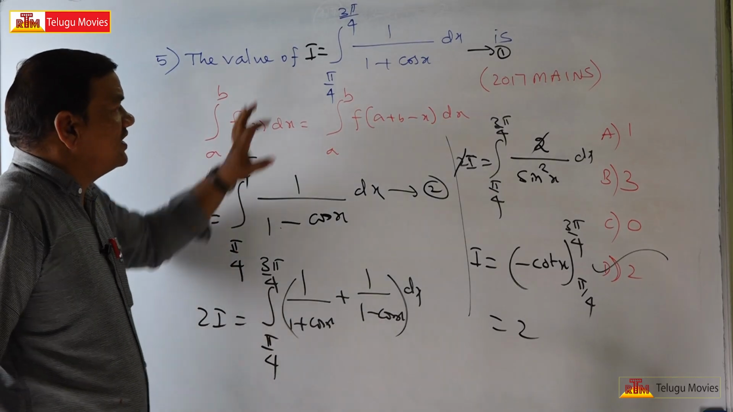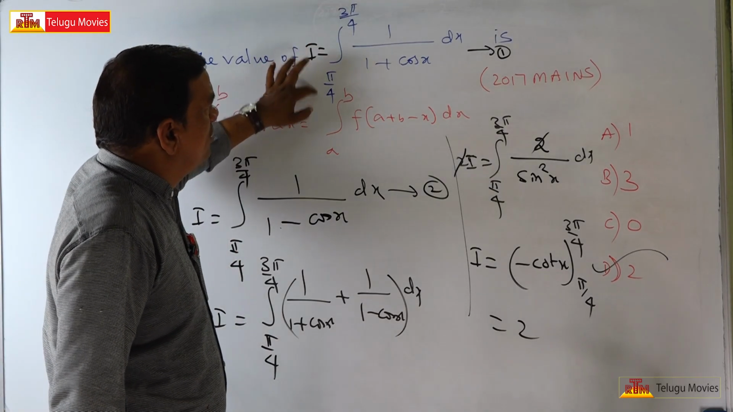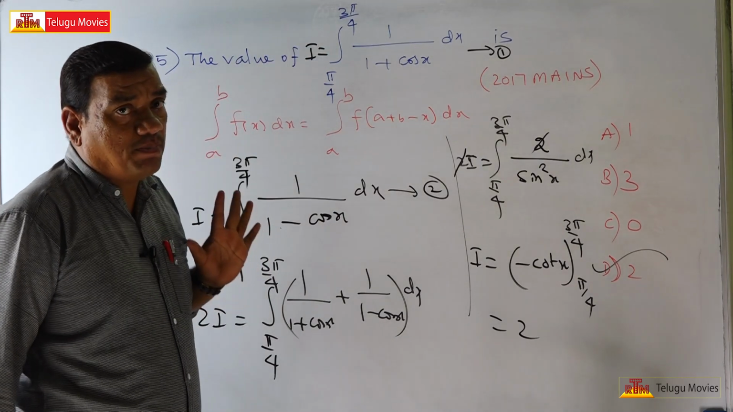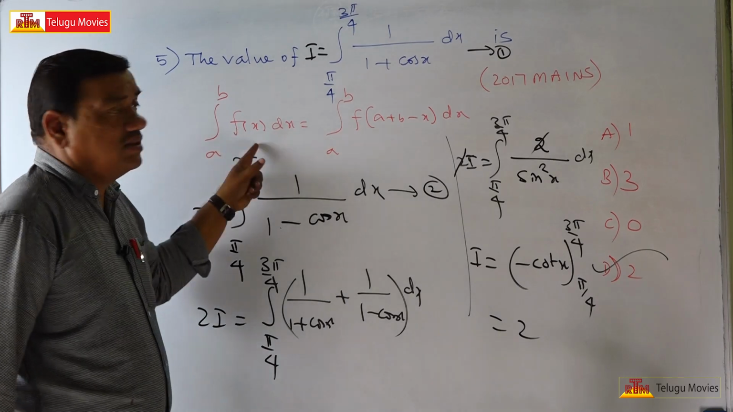The only thing is, if it is a different type of upper limit and lower limit, just like if you add pi by 4 plus 3 pi by 4, it is pi. So you have to remember this type of problems.